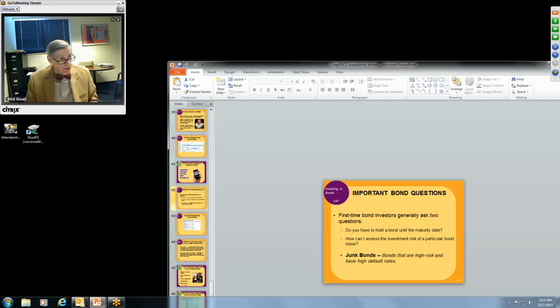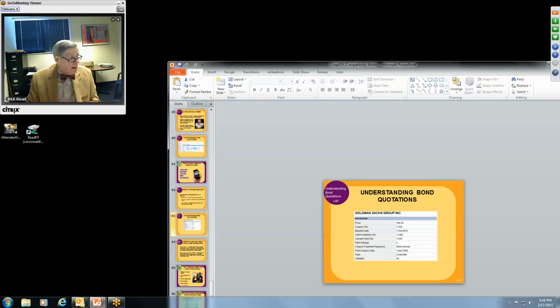Here are some things that bondholders ask. First, bondholders ask, do you have to hold the bond to maturity? And then, how can I assess the investment risk of a particular bond issue? Well, you go to the rating agencies and see what they come up with. They're fairly accurate for the most part. And of course, you don't have to hold the bond to maturity. You can sell the bond, and you can do a few other things with it. Junk bonds will give you a great return, but they're highly risky, and they should be avoided for the most part.